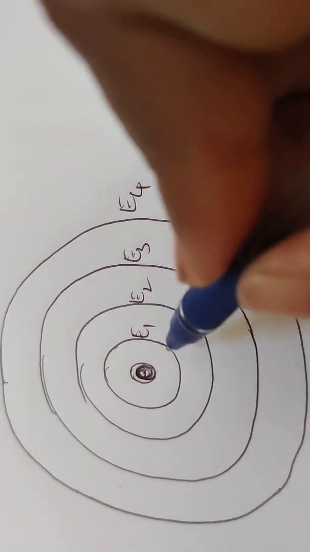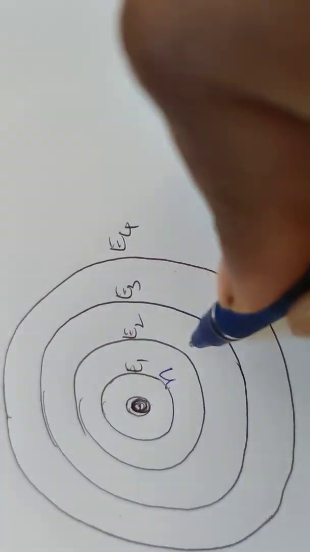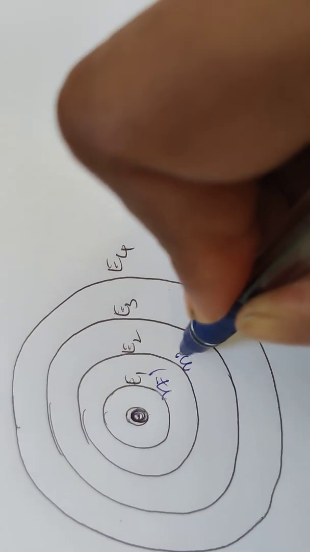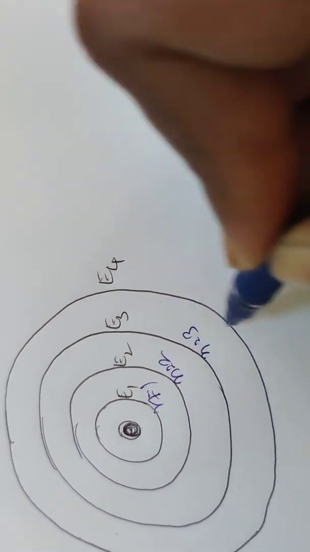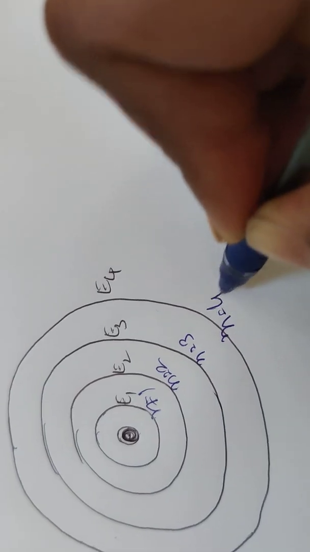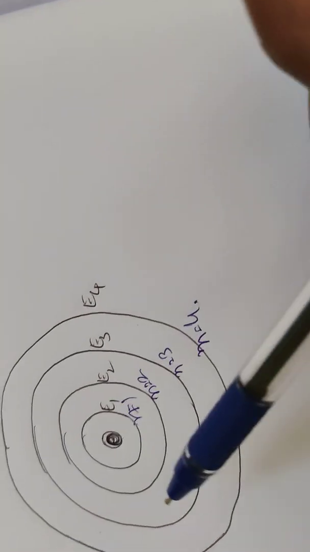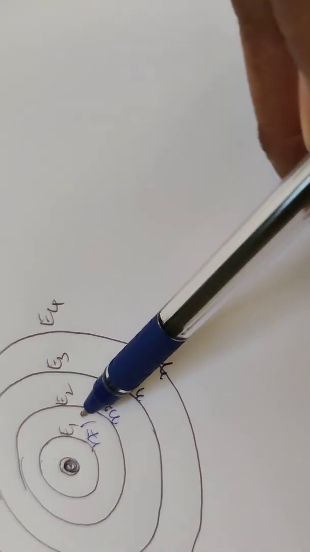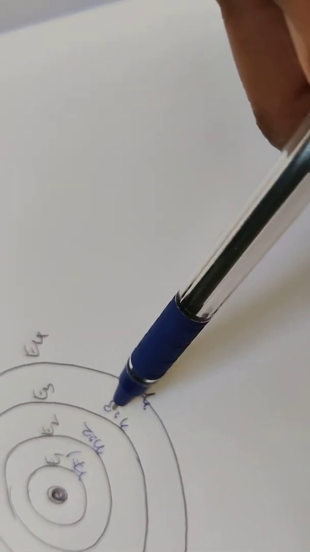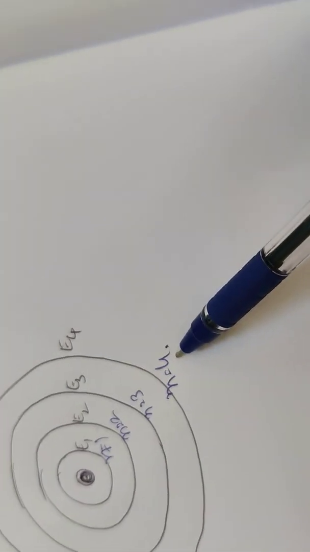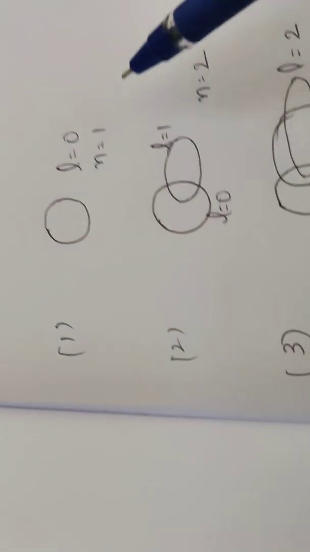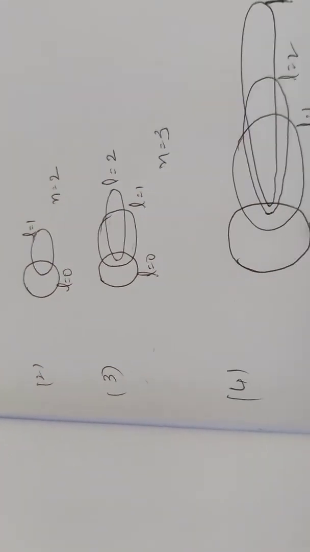So these are the energy levels, and it is known as N equals 1, N equals 2, N equals 3, and N equals 4. When N equals 1, it has no elliptical orbit. When N equals 2, it has 1, and when N equals 3, it has 2 elliptical orbits. When N equals 4, it has 3 elliptical orbits. So this is about the elliptical orbit.